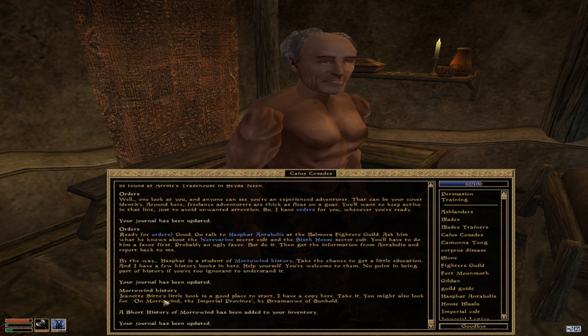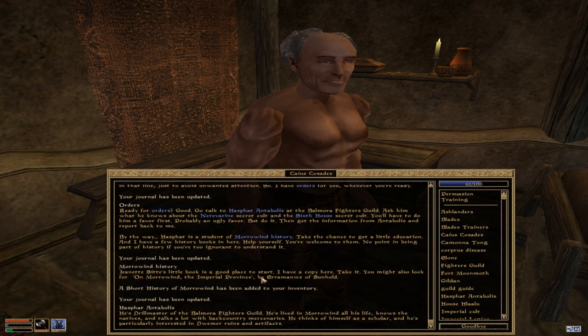Janetta's Cites, a little book, is a good place to start. I have a copy here. Take it. You might also look for On Morrowind, the Imperial Province by Eramanwe of Sunhold.